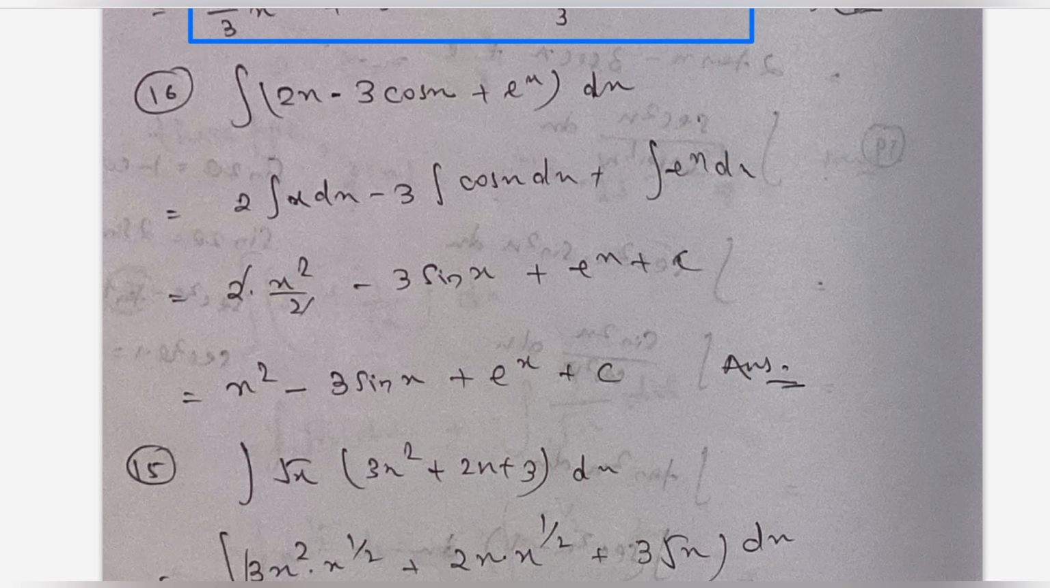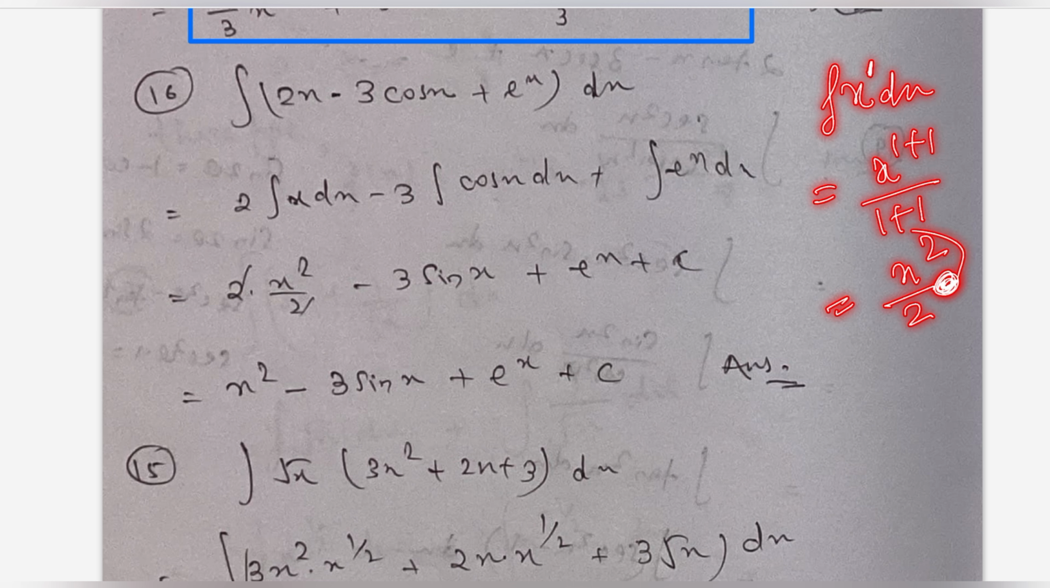Now 2 is 2. The integration of x is x square by 2. You remember that, right? Because x has a power of 1. You do integration, you will write like this, x to the power 1 plus 1 by 1 plus 1, right? So it will become x to the power 2 by 2. So basically you have here that integration of x is x square by 2.